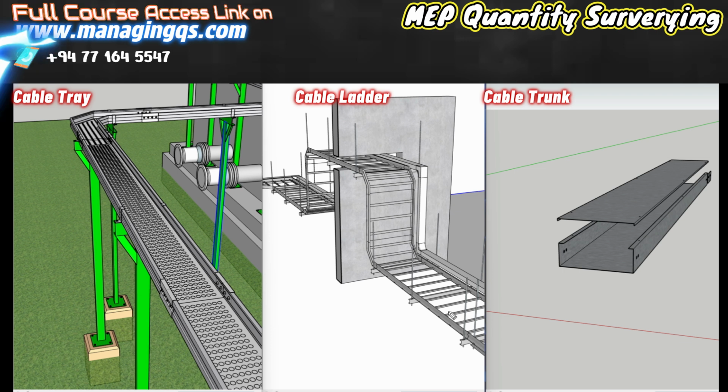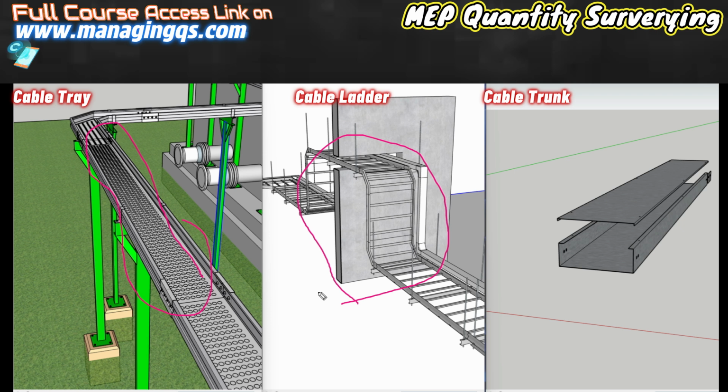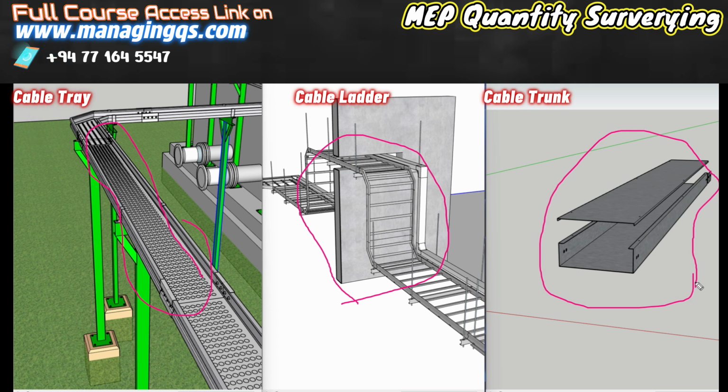Also, usage-wise, the cable tray and the cable ladder are mainly for industrial purposes, and the cable trunk is generally used for domestic purposes.